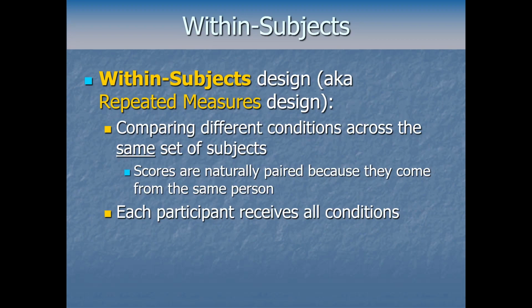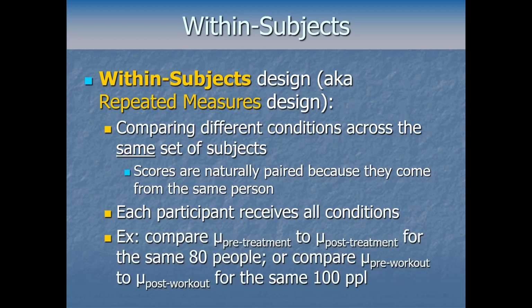Scores in those cases are naturally paired together, right? Because they come from the same person. So each participant is doing each of the conditions. So if we've got just two conditions, like a treatment condition and a control condition, then everyone is doing both of those. But maybe some people do treatment first and control second. The other people do control condition first, treatment second, something like that. Or another example would be compare people's pre-treatment score to those same people's post-treatment score. Or comparing pre-workout values to their values post-workout for the same 100 people or whatever. So those are examples of within subjects design.